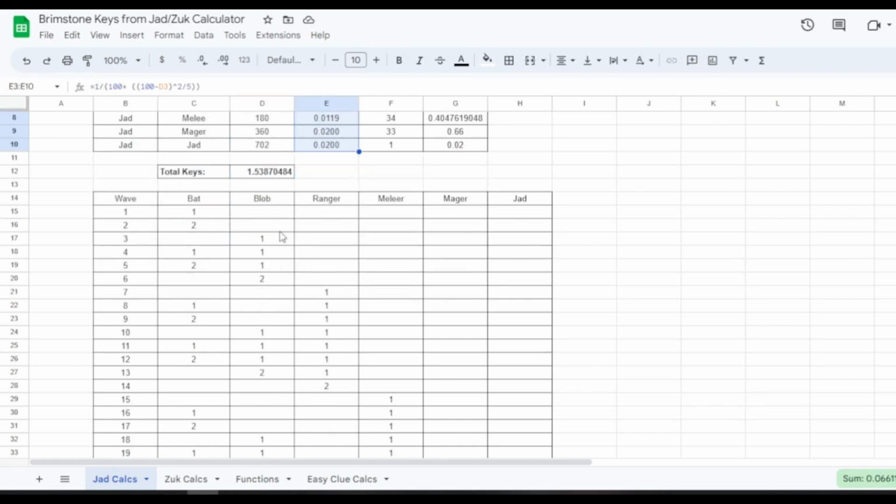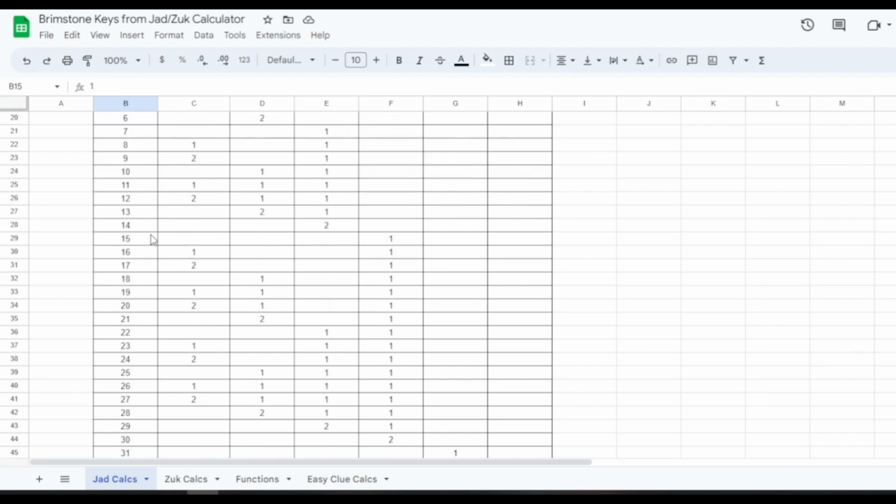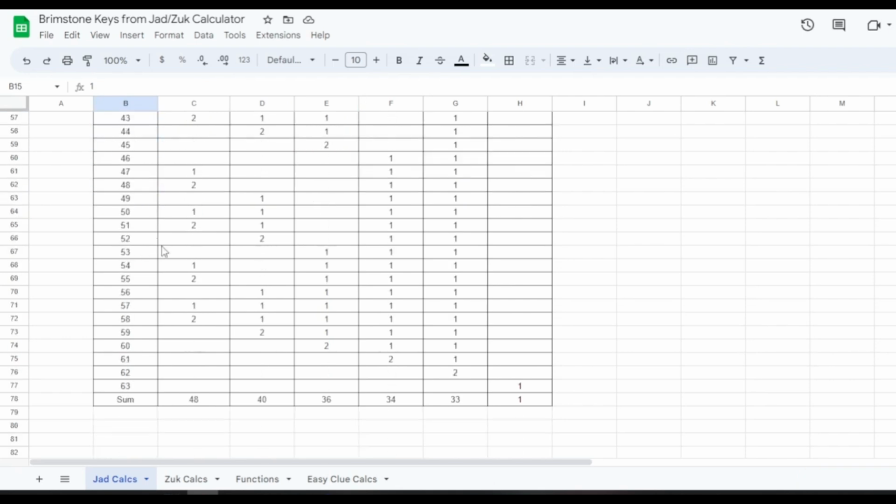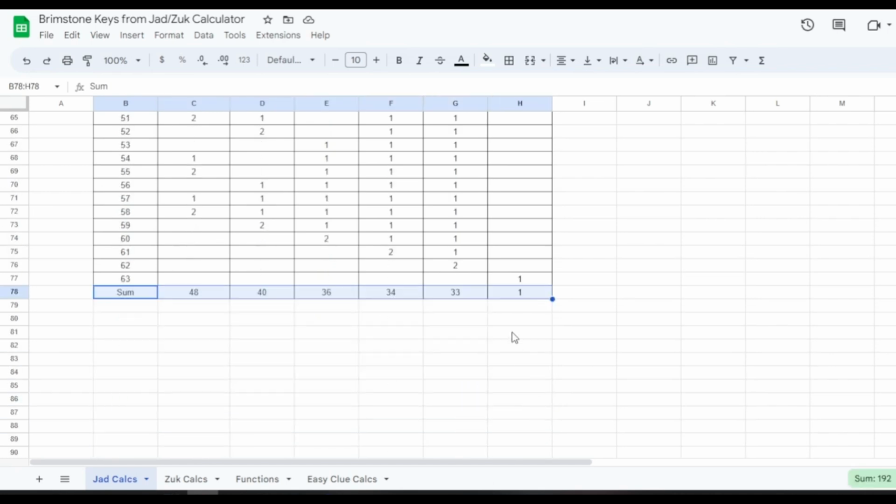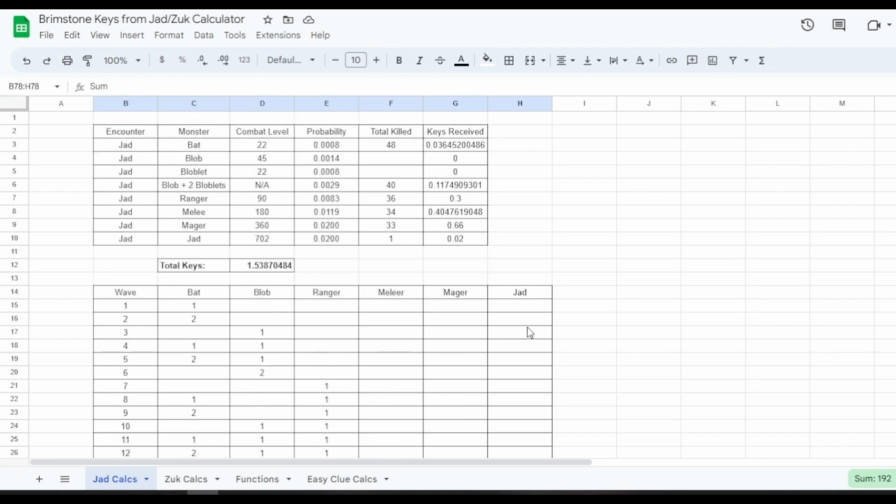To calculate how many you've killed during the entire encounter, you need to basically map out all the waves. So these are all the waves for the Jad fight, and then if you sum it up together, these are all the monsters you must kill. Now, I'm not including the Jad healers here. You do not kill those.